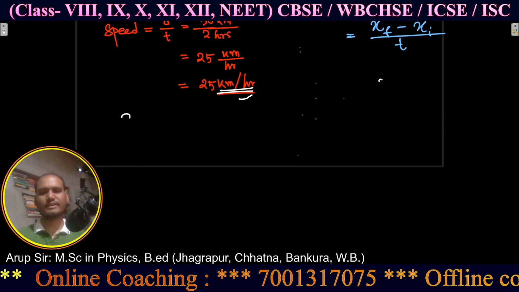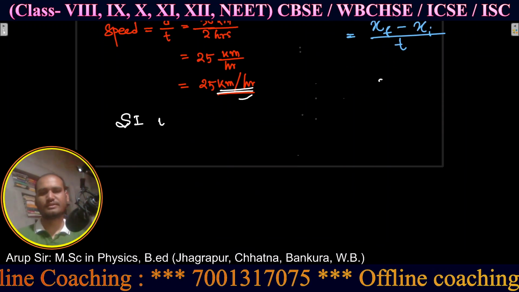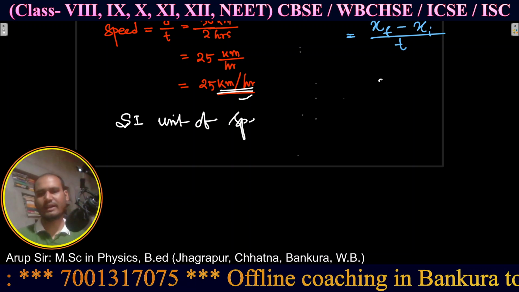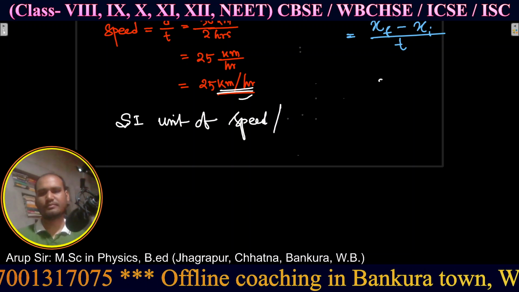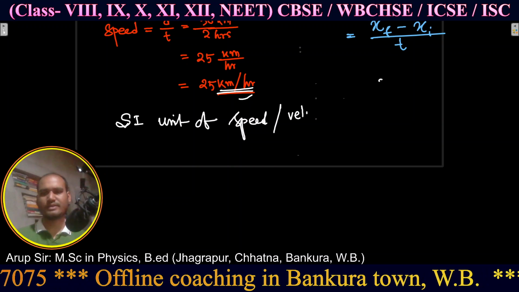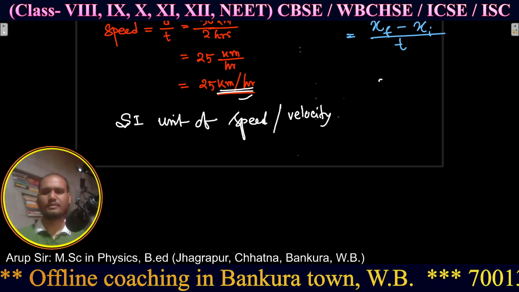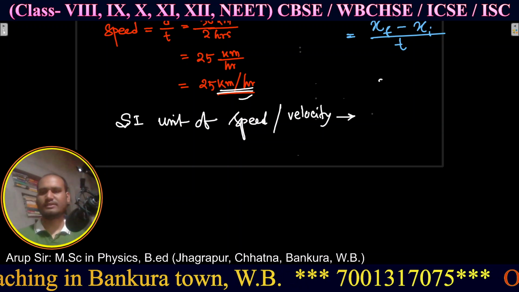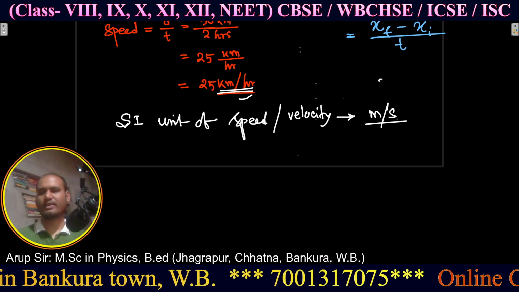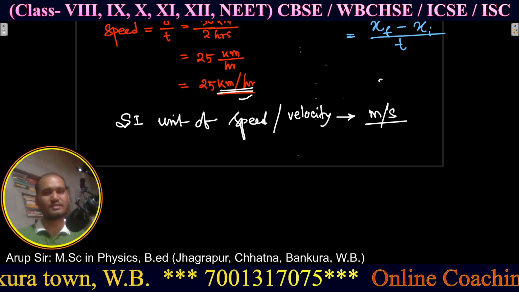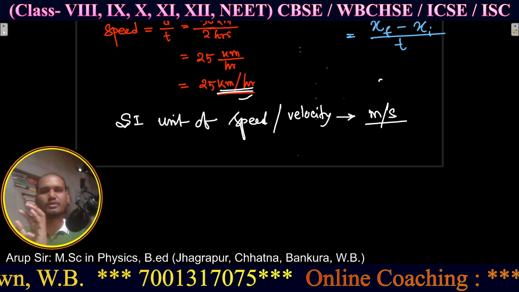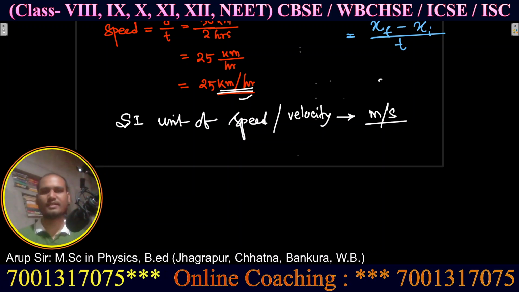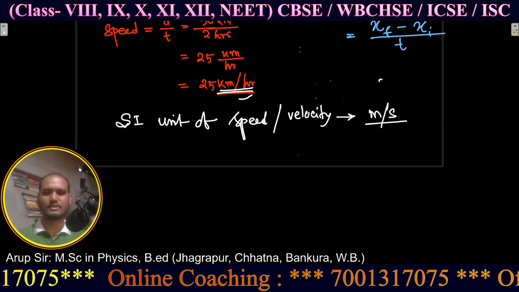So what are the SI units? Since speed and velocity have the same units, what is the SI unit of speed and velocity? That is meter per second. How is it coming? Because distance is in the unit of meter, divided by time in the unit of second. So meter by second and meter per second, same thing.